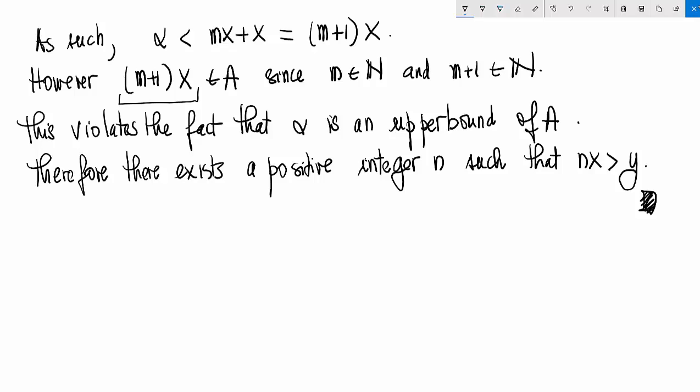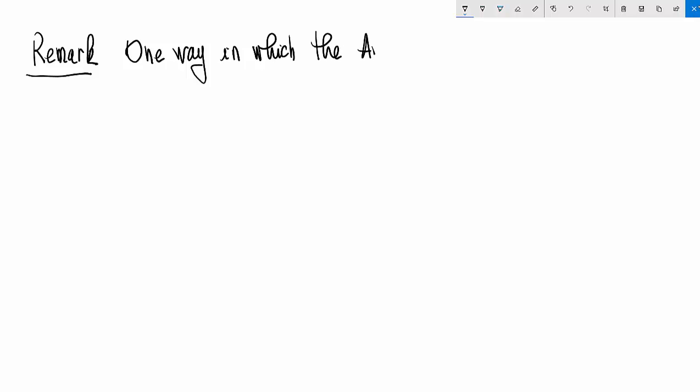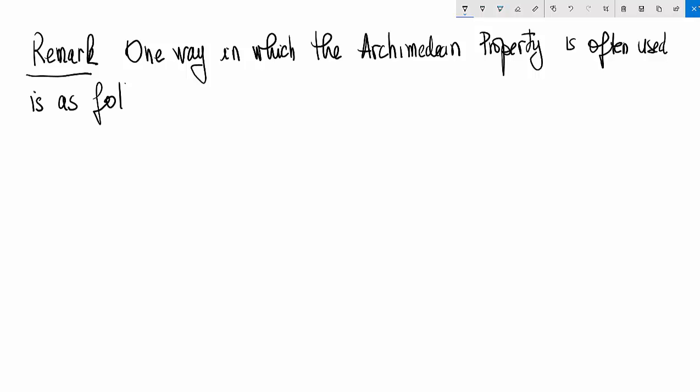All right, so what is the use of this result? Let me show. So first, before I get into an example, let me provide you with a little bit more insight behind the use of the Archimedean property. One way in which the Archimedean property is often used is as follows.